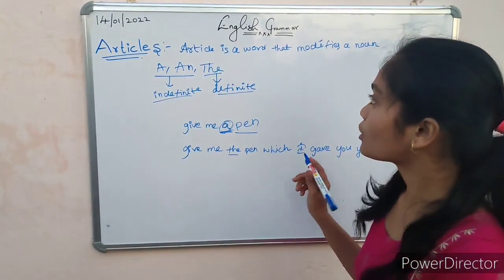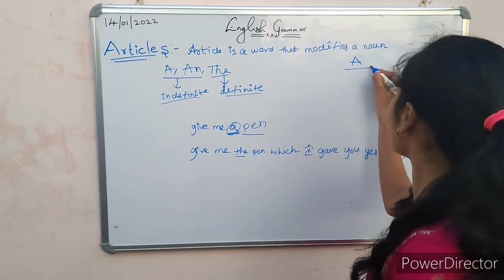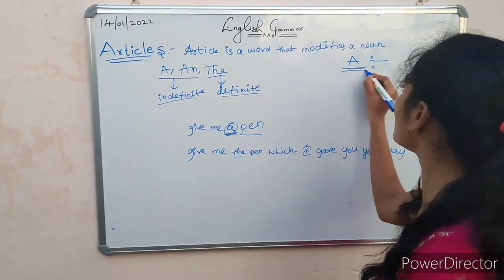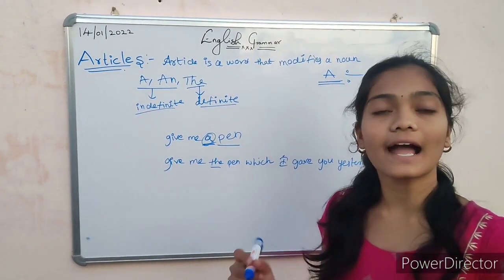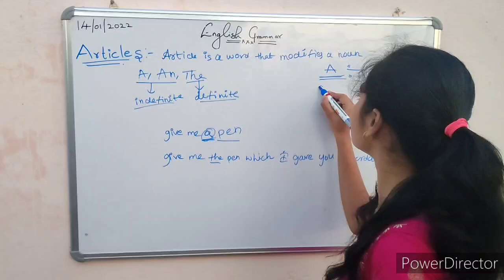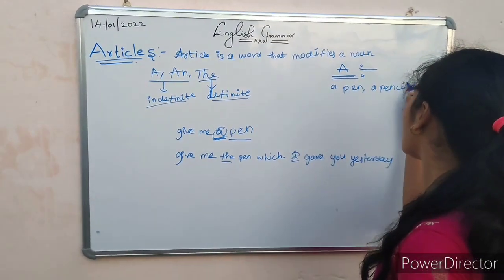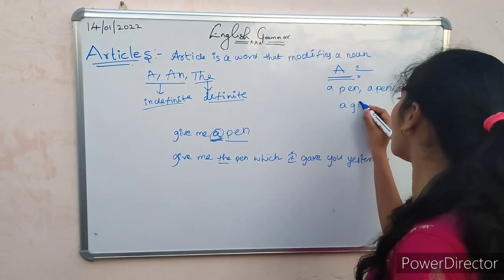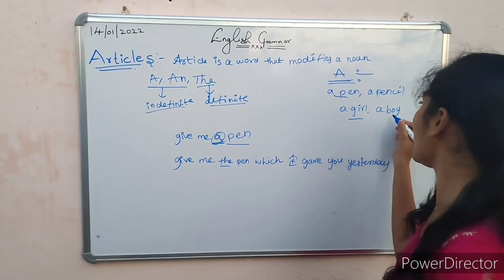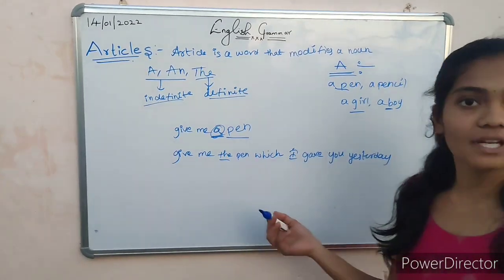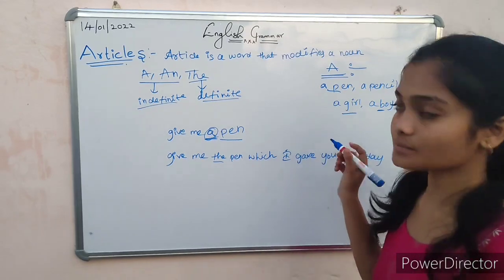Now let us talk about the usage of the articles a and an. The article a is used before the words which begin with consonants and have consonant sounds. For example, a pen, a pencil, a girl, a boy. Here P, G, and B are consonants and they give consonant sounds. So we use a here.